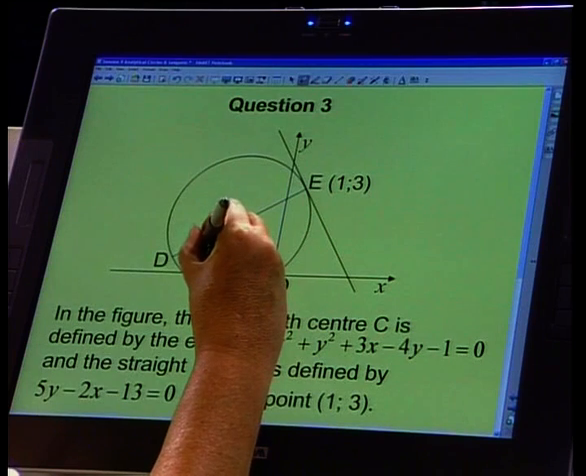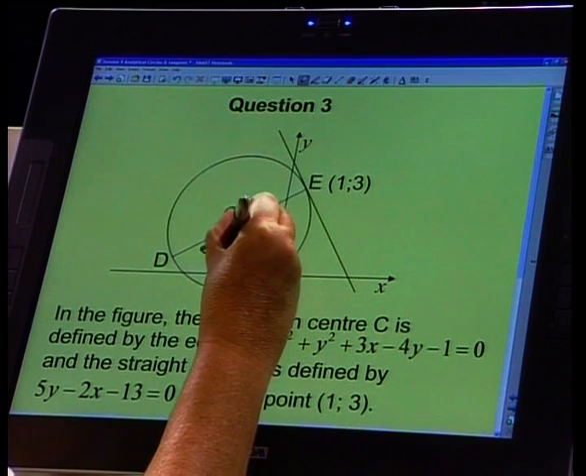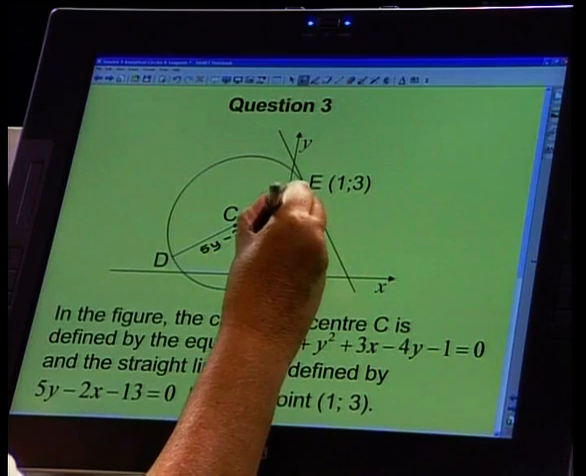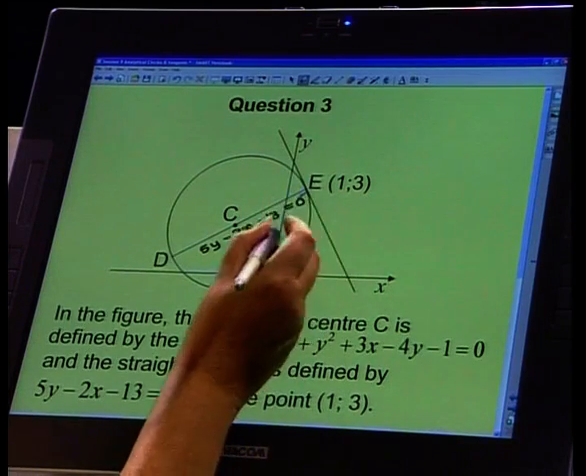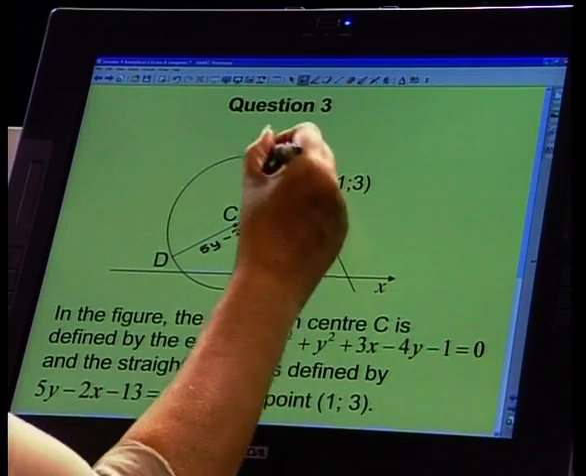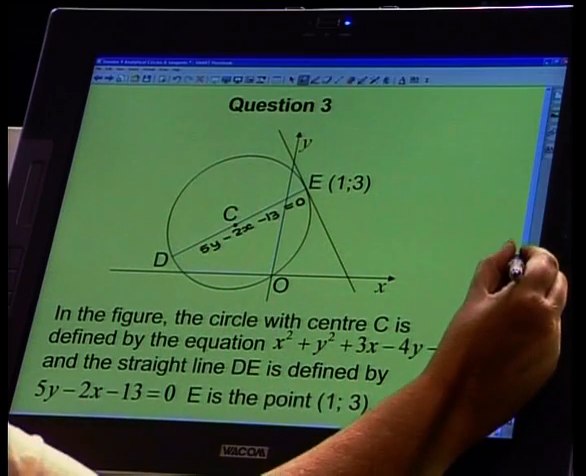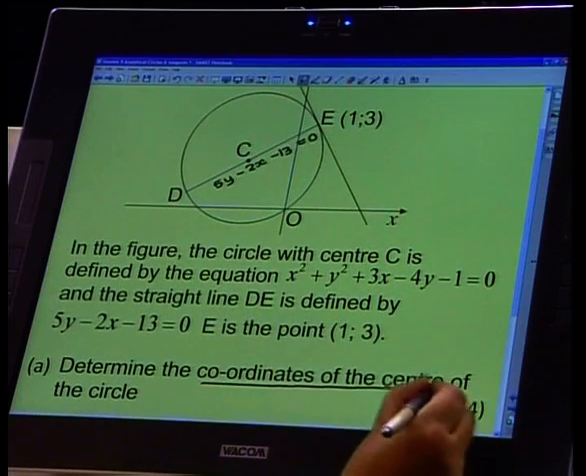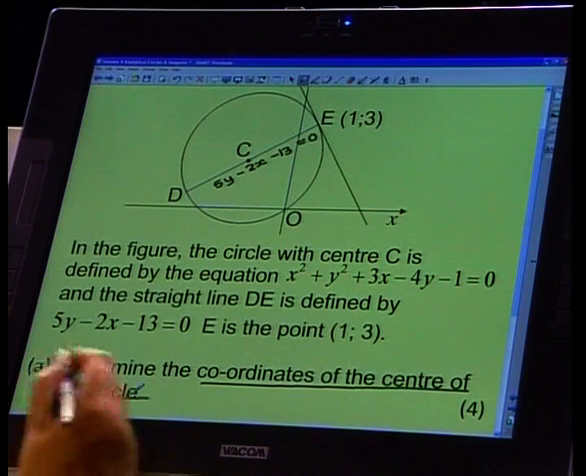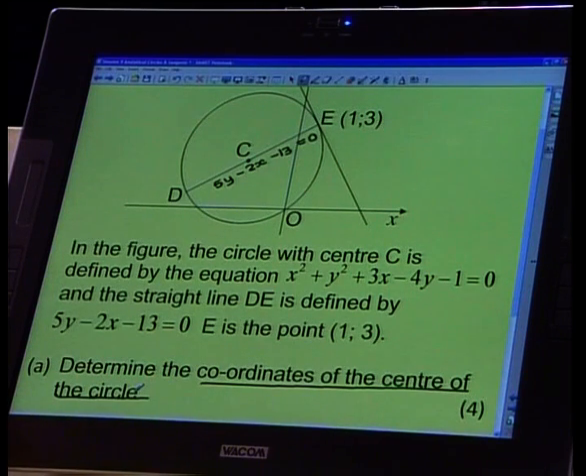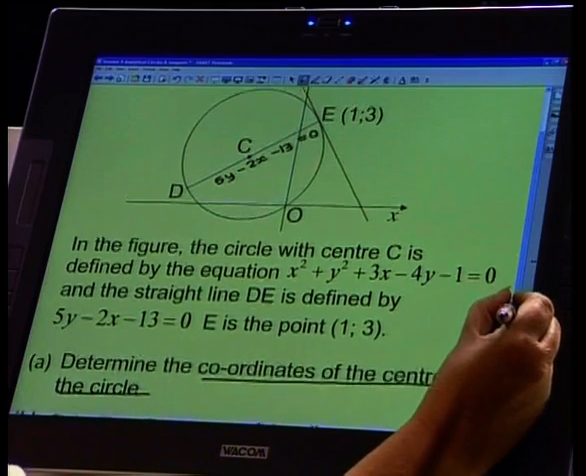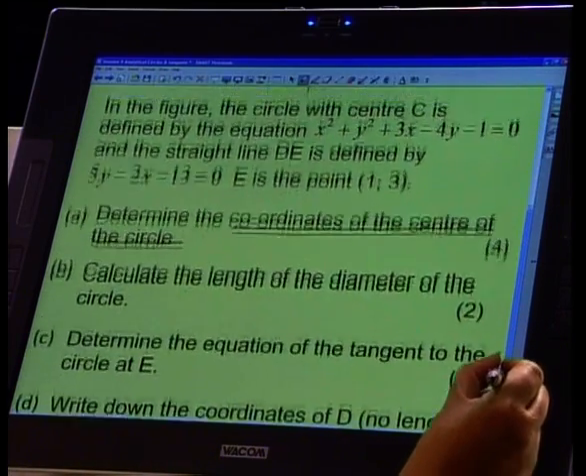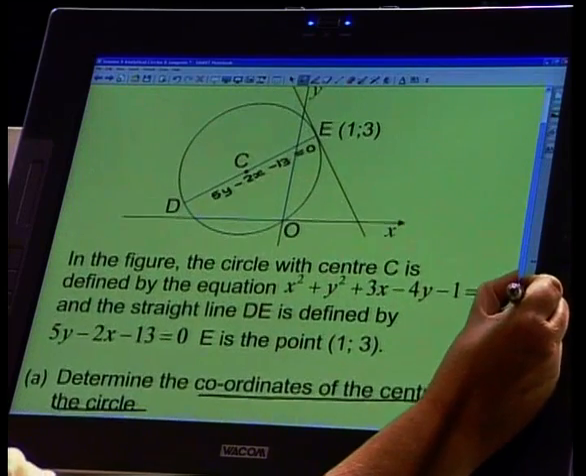So straight away, I would write on it 5y minus 2x minus 13 equals 0. And of course, I'm now going to work with this equation in the next question, which you can almost guess as we page down. Yes, it says determine the coordinates of the center of the circle. So it's exactly what we anticipated was going to happen. So, right, let's see if we've got some room down the bottom here. No, I think let's rather work up the top.